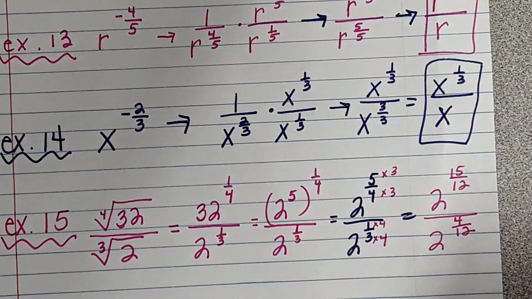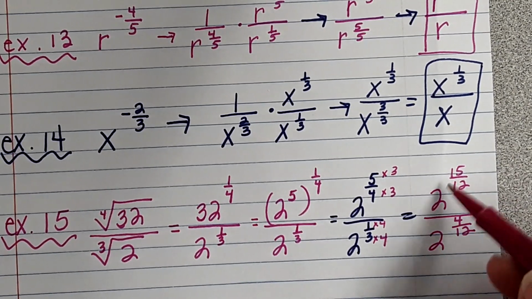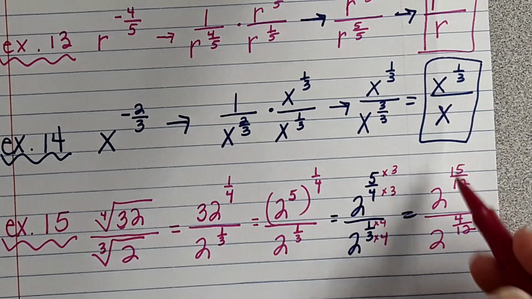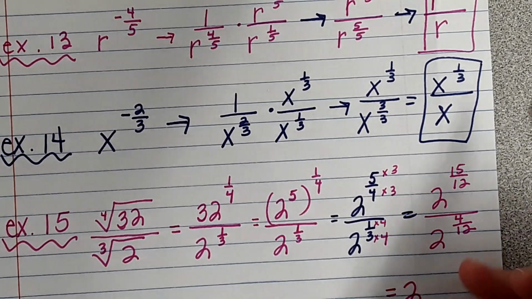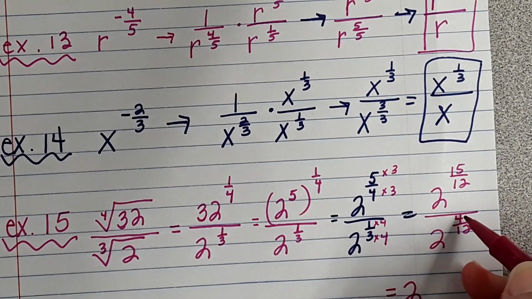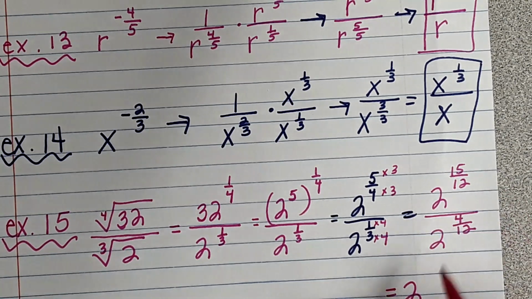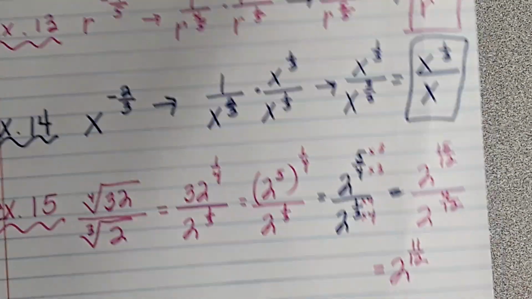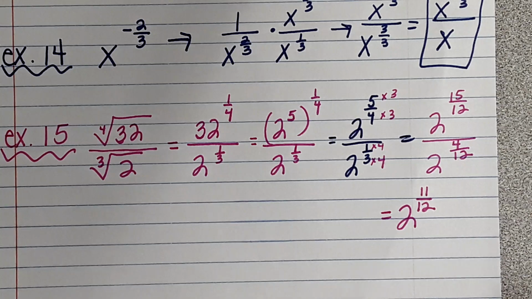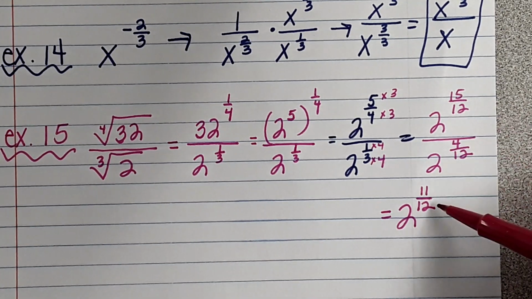Okay, so you guys, again, the only reason we had to change the denominators is because you can't add or subtract fractions unless the denominators are the same. And you can't divide unless the bases are the same. Well, I have 2 over 2, so the 2 is going to stay. What is 15 minus 4? So 15 minus 4 is 11 over 12.